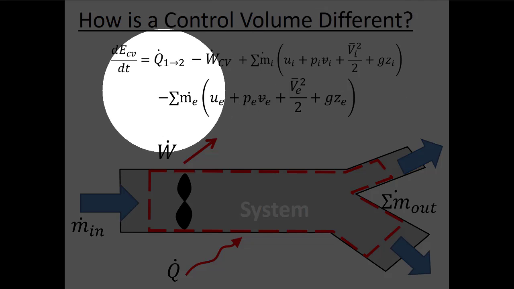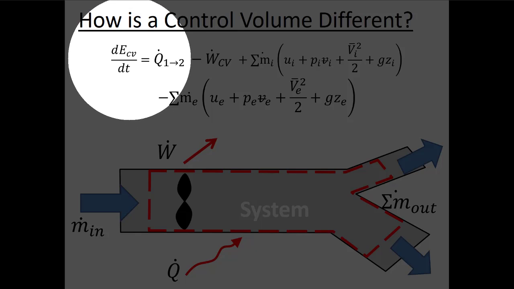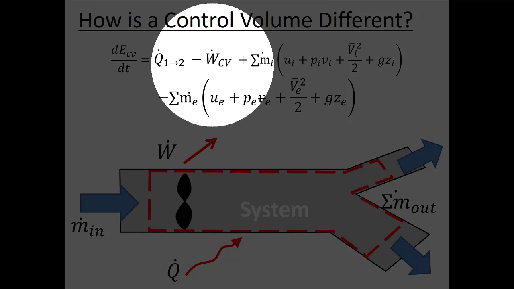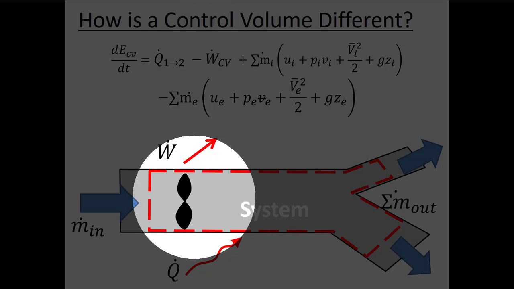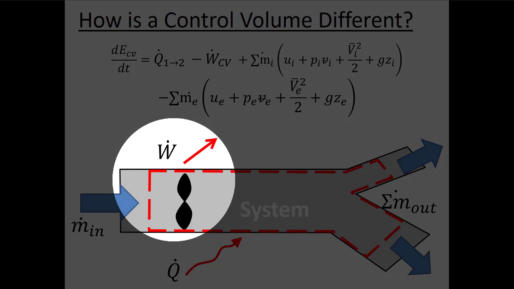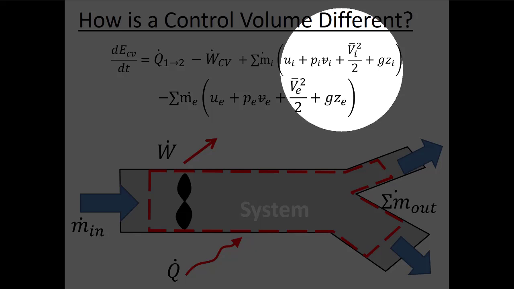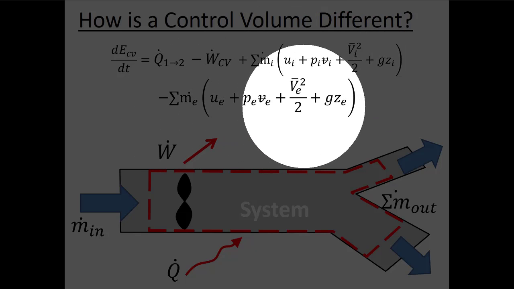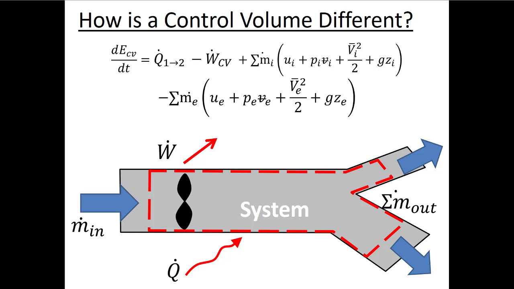So I've got that the rate at which energy is being stored in my system is equal to the rate at which heat is being entered, minus the work that's produced or added to the system from fan blades that are inside my control volume. And then I've got a bunch of energy terms that I evaluate at all the inlet ports, minus a bunch of energy terms that I evaluate at all the exit ports.